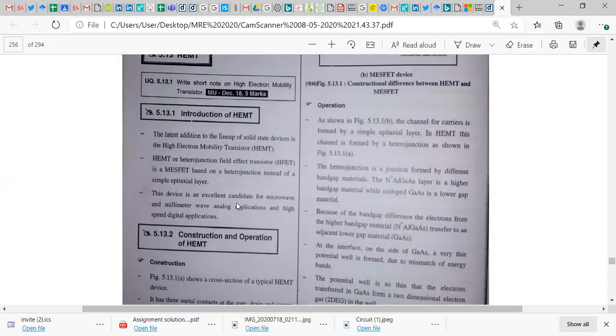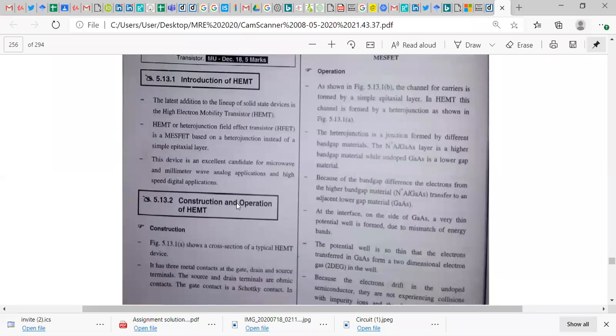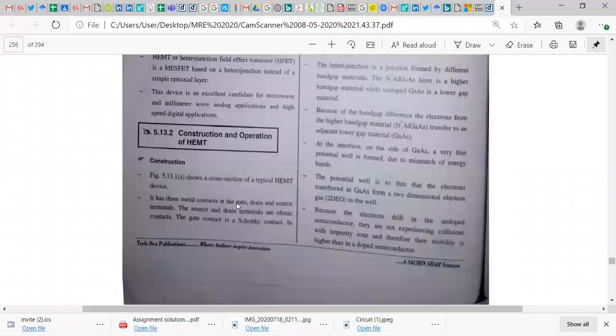We use a heterojunction here. In the insulated FET and JFET, we had used an epitaxial layer, and in MOSFET we had used a Schottky contact. Here in HEMT we are using a heterojunction. This device is an excellent candidate for microwave and millimeter wave. The heterojunction is made purposely to operate at very high frequency, above 100 gigahertz. So it goes to millimeter wave and analog applications and high-speed digital applications.